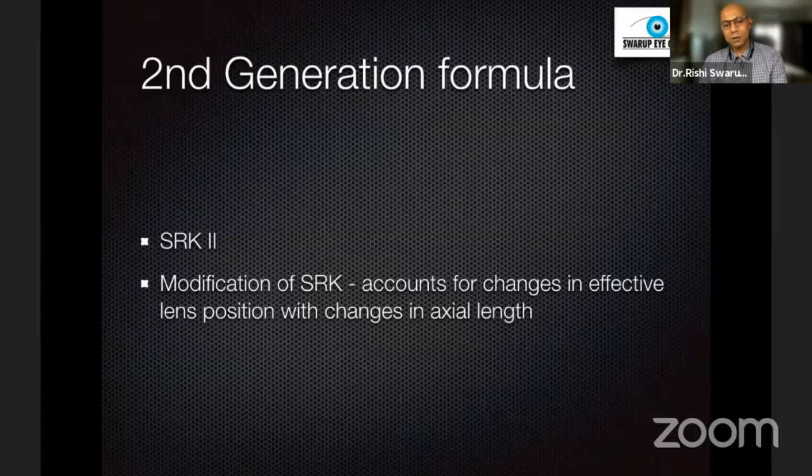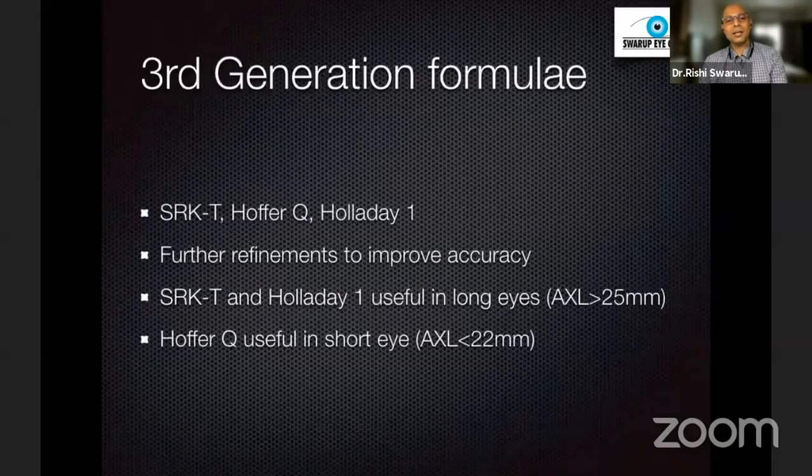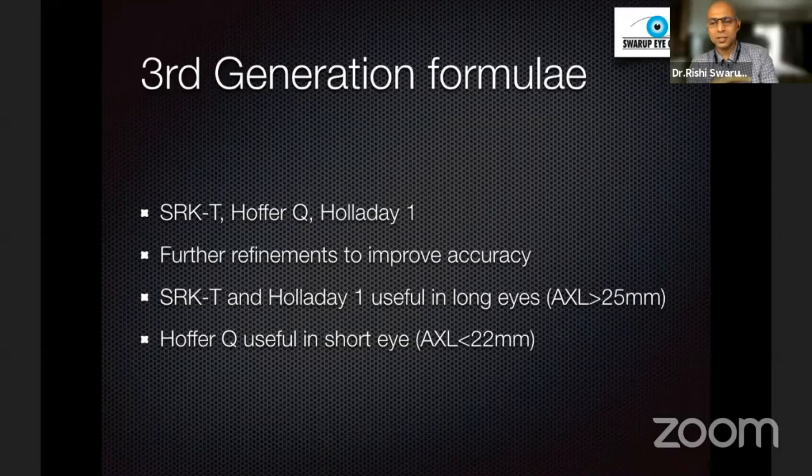That also worked pretty well until the third generation of formulas came along, which were the SRK/T, Hoffer Q and Holladay 1. These gave further refinements to improve accuracy. Especially for the longer eyes, SRK/T and Holladay 1 were very good, and for shorter eyes, Hoffer Q was very good. And I think for almost 10, 15 years, this was the gold standard for most of us.